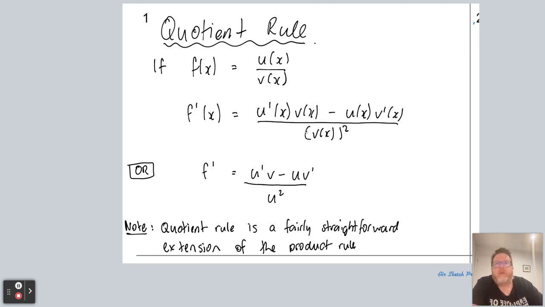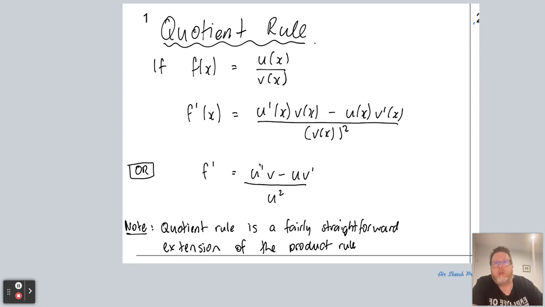And then we have the quotient rule here. Again, I've simplified it to make it a little bit more palatable in notation. We've got f dash equals u dash v minus u v dash over u squared. And the astute amongst you might notice that this is exactly the same format on top as the product rule, except with a minus instead of a plus.